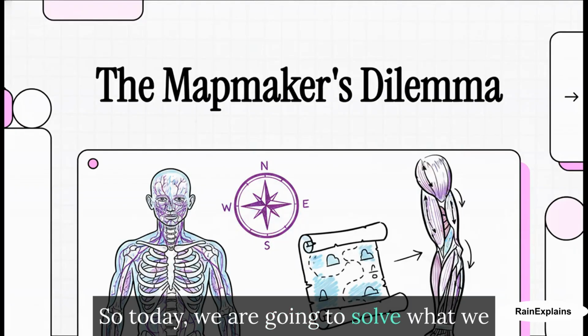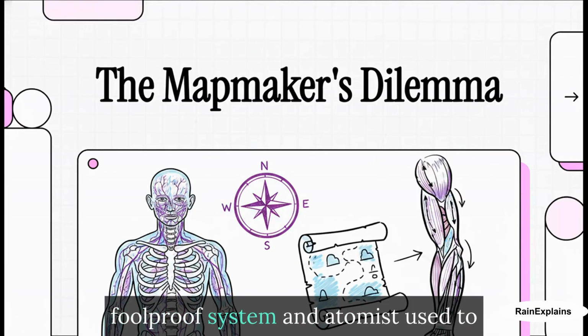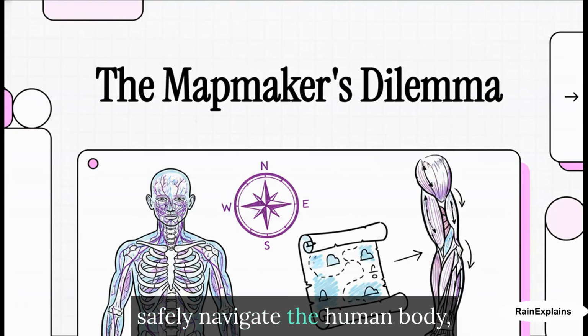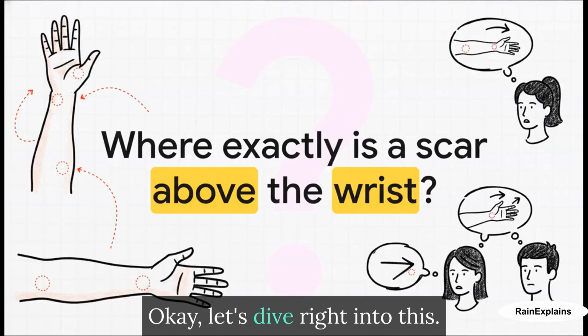So today, we are going to solve what we call the Mapmaker's dilemma. We'll discover the elegant, really foolproof system anatomists use to safely navigate the human body, specifically focusing on how we map out our limbs. Okay, let's dive right into this.